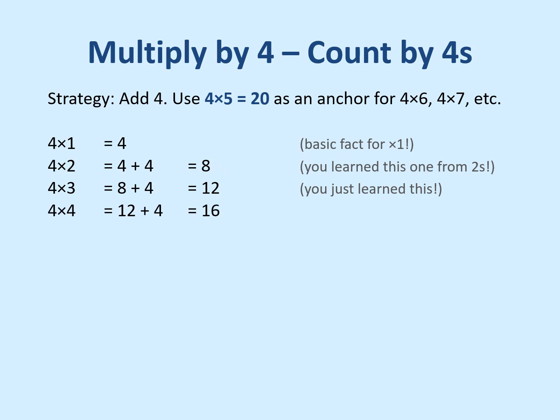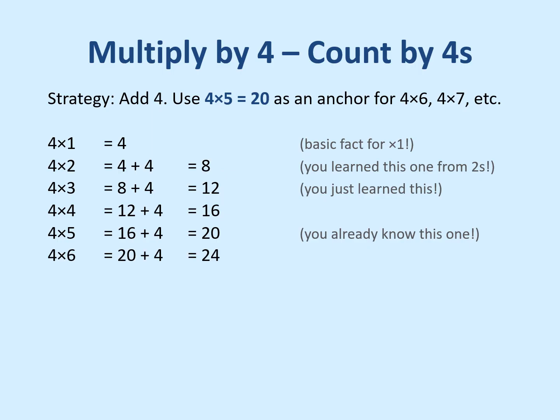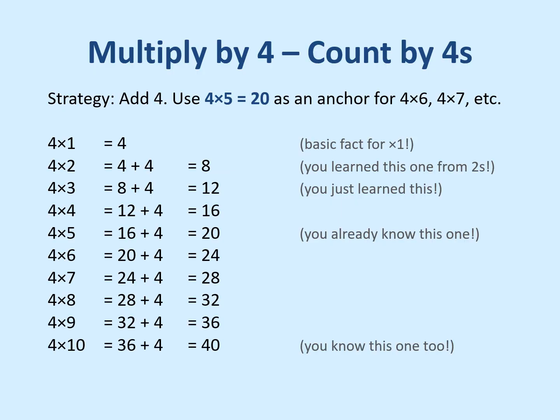4 times 4, counting up from 12, is 16. 4 times 5, you know this from the 5s table, which is 20. 4 times 6, counting up from 20 by 4 is 24. And 4 times 7, counting up from 24 plus 4 is 28. 4 times 8, counting up from 28 plus 4 is 32. 4 times 9, counting up from 32 plus 4 is 36. And finally, 4 times 10 is 40.